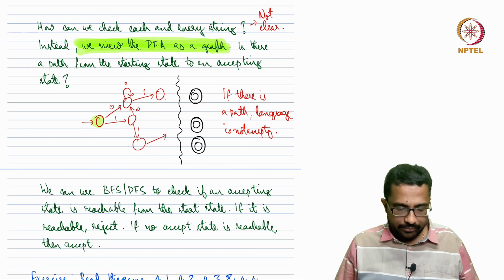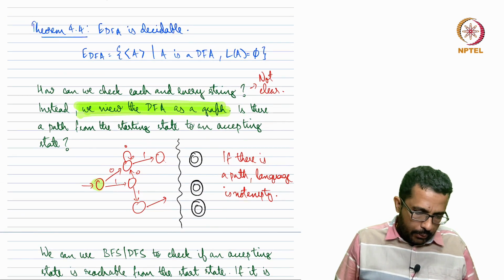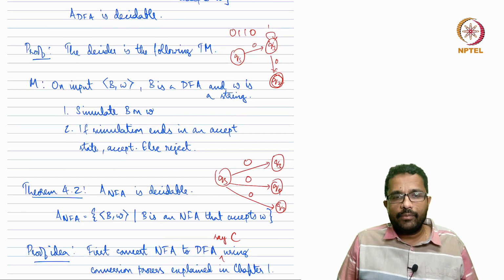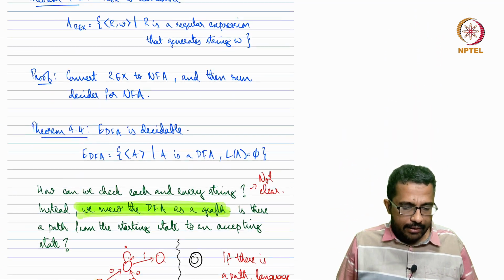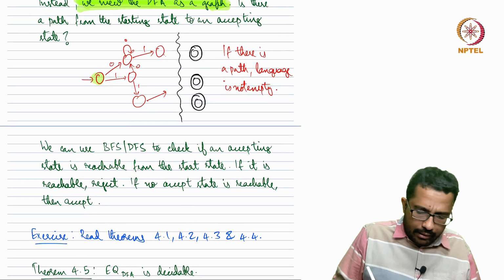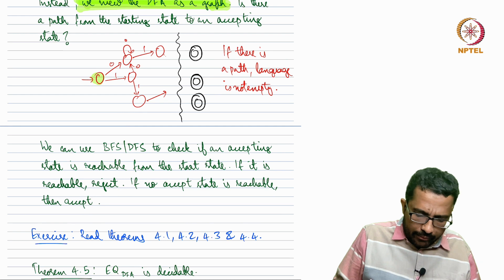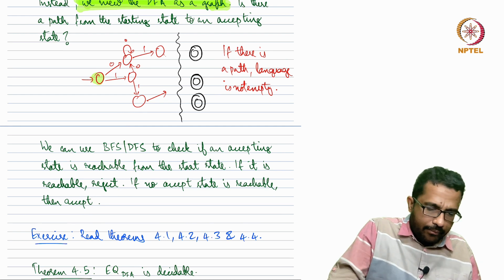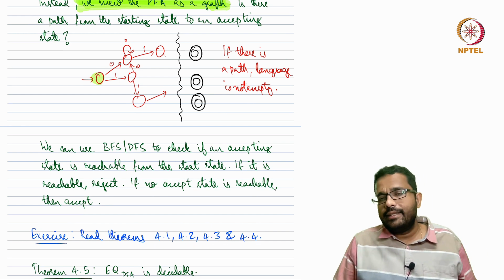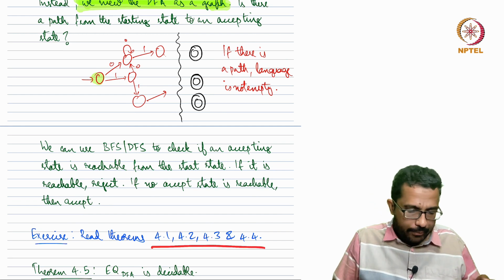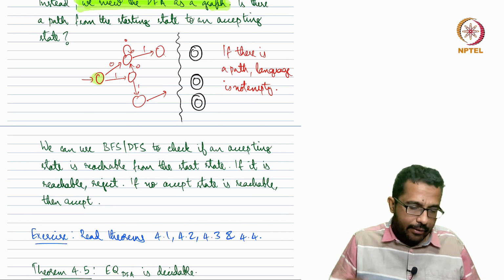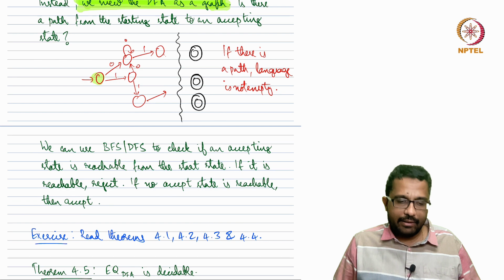So we have seen 4 languages, all of which are decidable: A-DFA, A-NFA, A regular expression, and E-DFA. In the textbook, these are written as theorems 4.1, 4.2, 4.3 and 4.4. So please have a look at these theorems. Perhaps some of them I have gone through a bit faster, and reading the theorems from the textbook may help your understanding better.